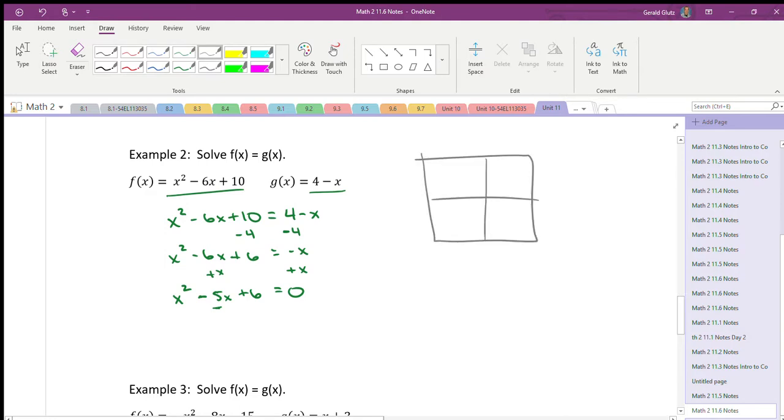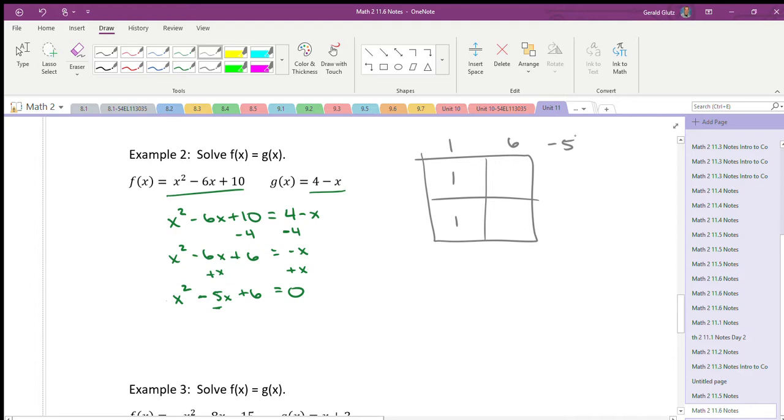So I'm going to use my little box, my factor box here. So A is 1, C is 6, B is -5. So let's see if I can find some factors here that work. So 1 times 1 is 1. Then I need two numbers that multiply to equal 6, but also add up to -5.